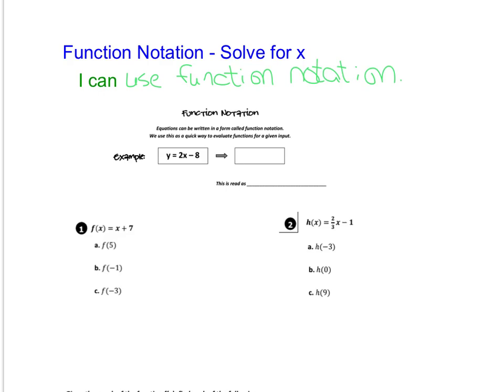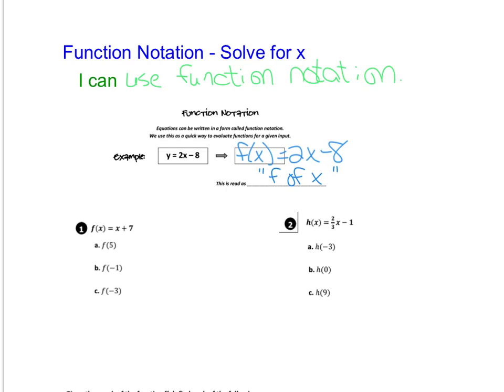I want you to pause the video, and I want you to see if you remember how to write that using function notation. All right, is that what yours looks like? And remember that we read that as f of x. F typically stands for function. That is a function of x.